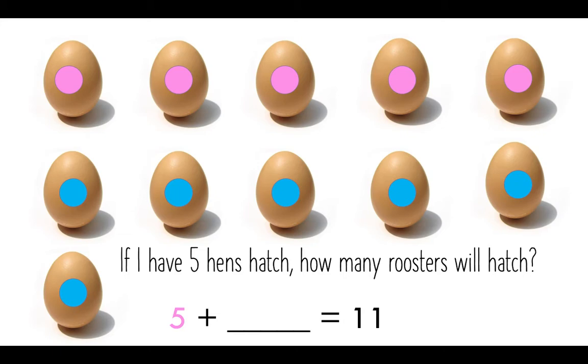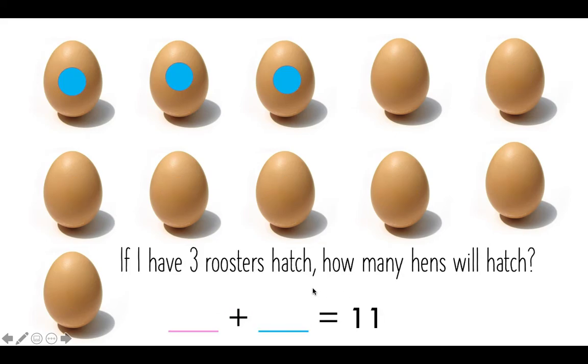So let's count how many roosters we have. They're the ones with the blue dots. We're going to have 1, 2, 3, 4, 5, 6. So I know that it's going to say 5 plus 6 equals 11. If I have 5 hens and 6 roosters, I'm going to have 11 all together.